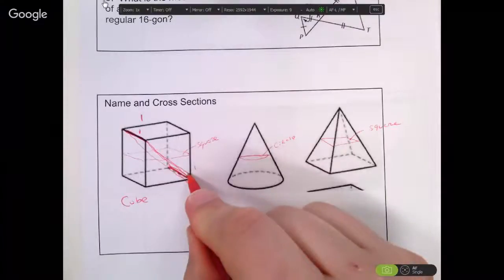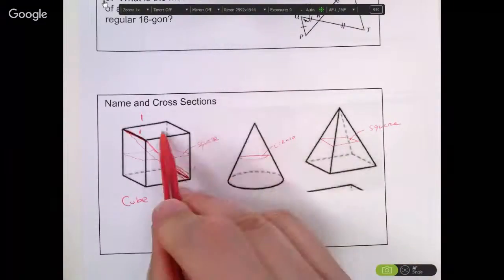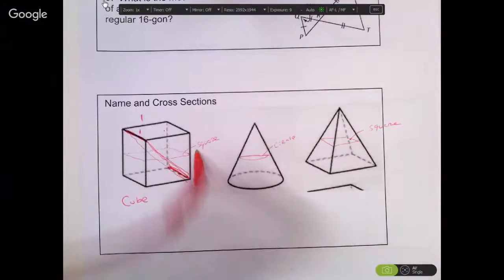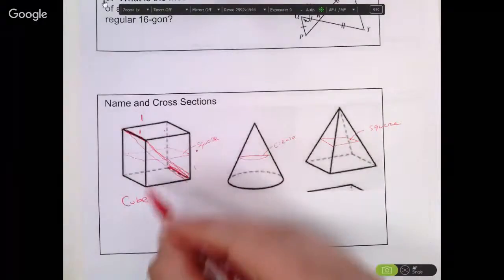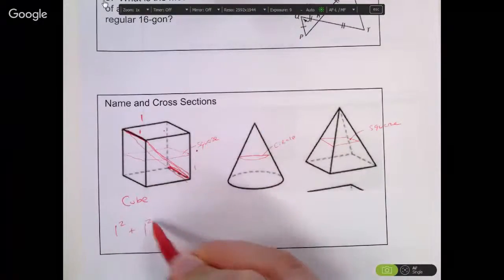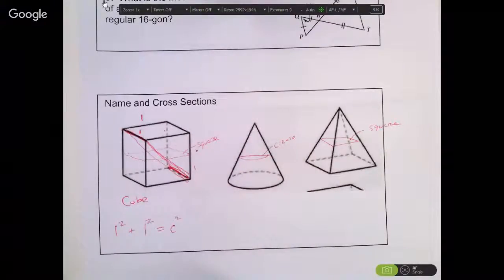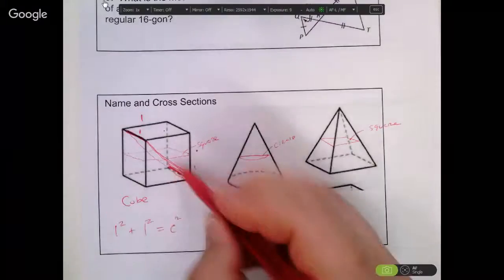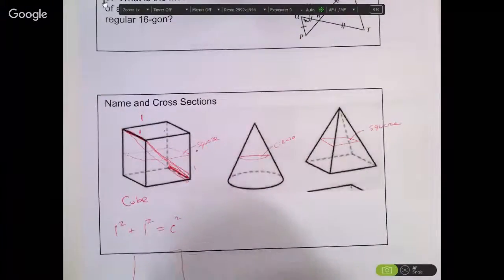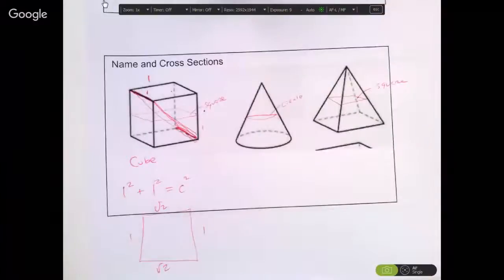How do we know it's radical 2? Because this is a 1 by 1 triangle. It's 1 squared plus 1 squared, 1 plus 1 equals 2, and then square root it. So it'd be 1 squared plus 1 squared equals this diagonal, we'll call it c squared. So that rectangle that I just created is 1 by square root of 2. Sorry, it's off. So that is a rectangle.